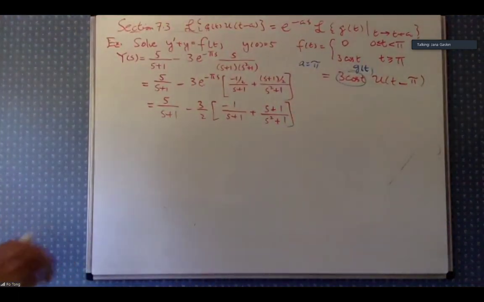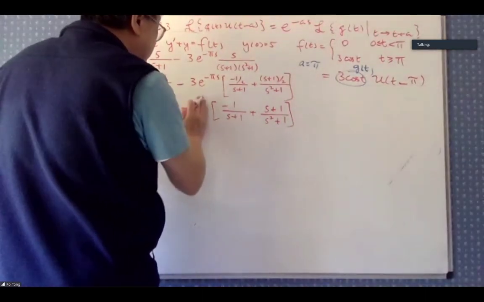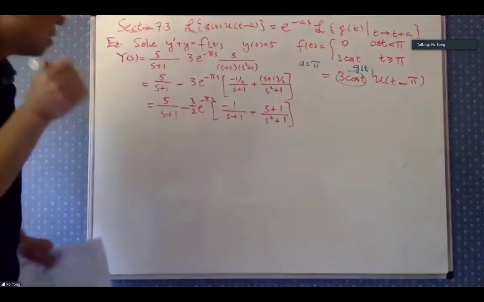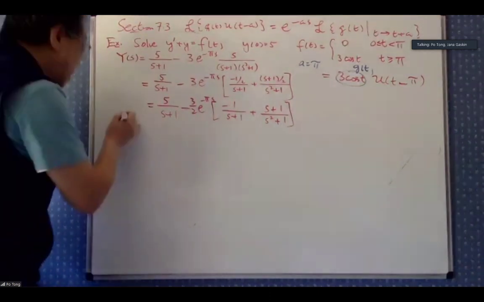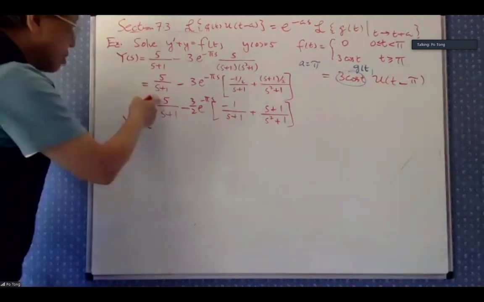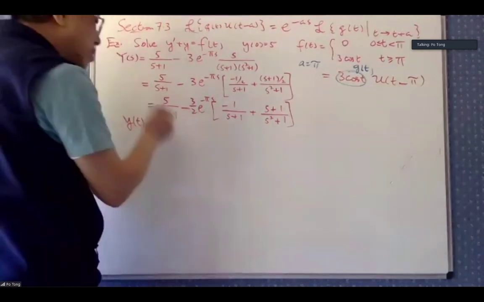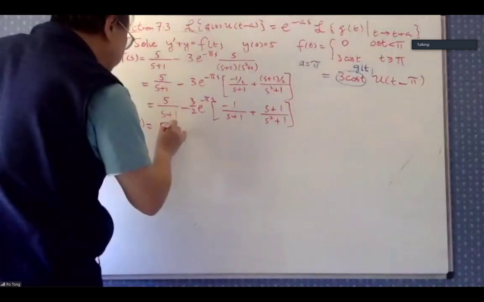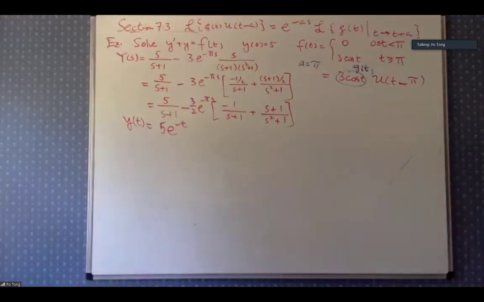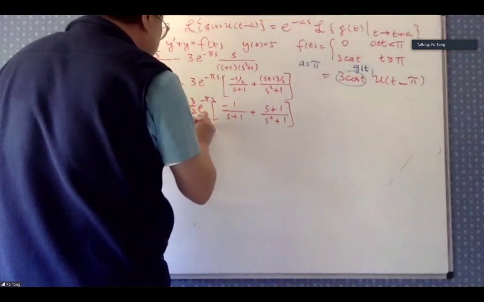What happened to the e to the negative pi? I'm terrible. Just terrible. Better? Yeah. Thank you. Okay. So y(t), the inverse transform of this guy is 5 e to the power negative t, e to the power negative t minus 3 over 2.